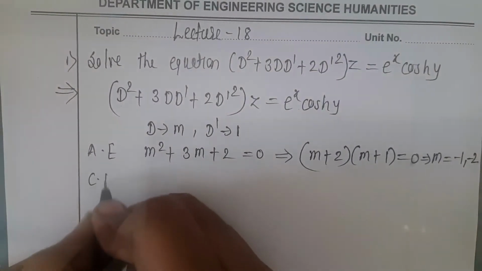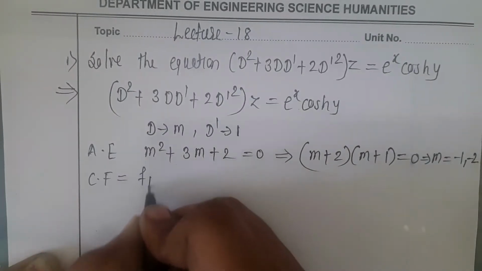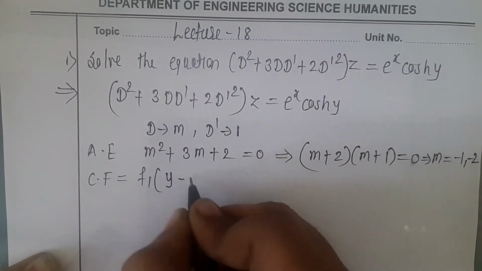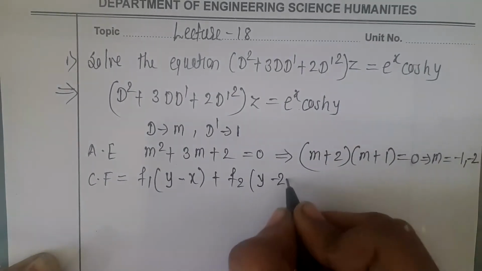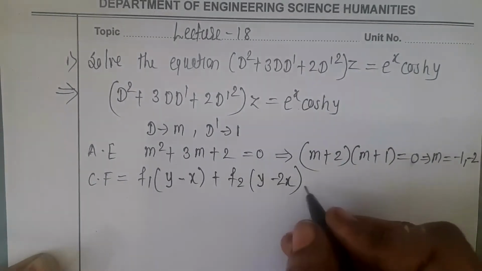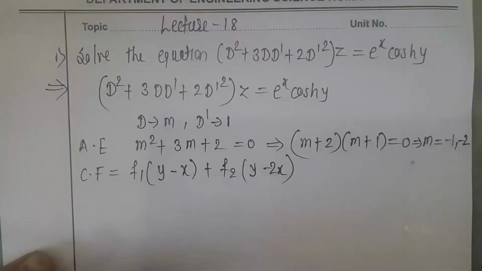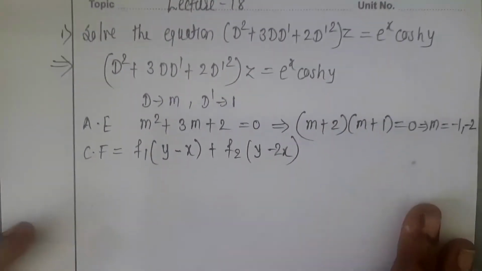So how to write CF? CF can be written as f1(y - x) + f2(y - 2x). Instead of f1 and f2 you can write phi1, phi2. So you can choose any arbitrary function, no problem.